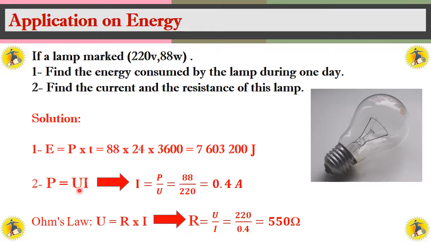Find the current and the resistance of this lamp. P equals UI, so we can find the current I, which is power over U. We get 0.4 ampere. By Ohm's law, we can find the resistor, U over I, and we get 550 ohm.